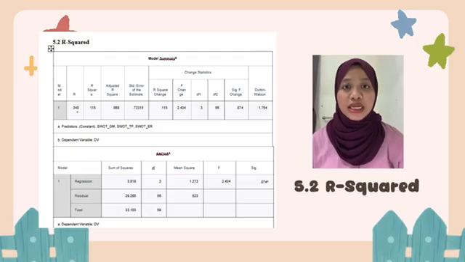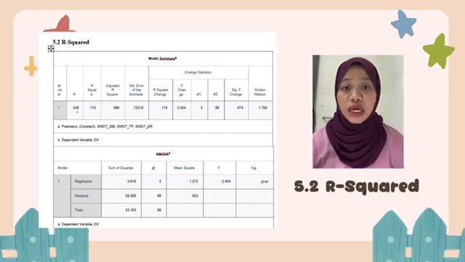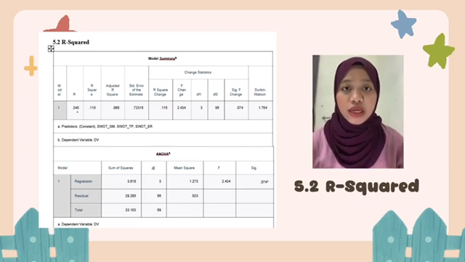This table summarizes how well the regression model predicts the dependent variable, DV. R squared is 0.115. This means that only 11.5% of the variation in the dependent variable is explained by the independent variables, SWOT-GM, SWOT-ER, and SWOT-TP. This is a low value, indicating the model does not explain much.